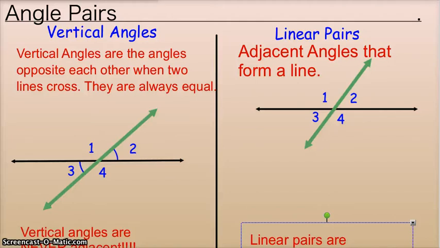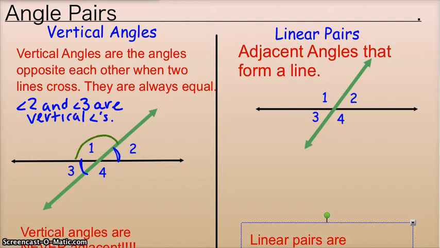Vertical angles, however, are the angles opposite each other when two lines cross. They are always equal. See this little curve that I have present in angle 2 and angle 3? Angle 2 and angle 3 are vertical angles. There would be your notation. Having that said, angle 1, and I'm going to mark it with a double curve, and angle 4 are also vertical angles.